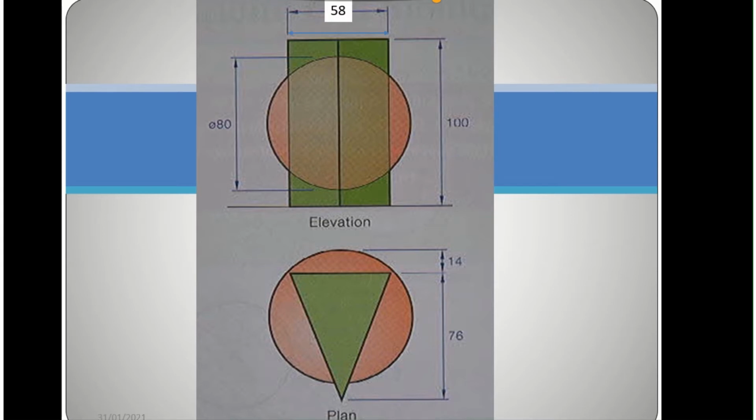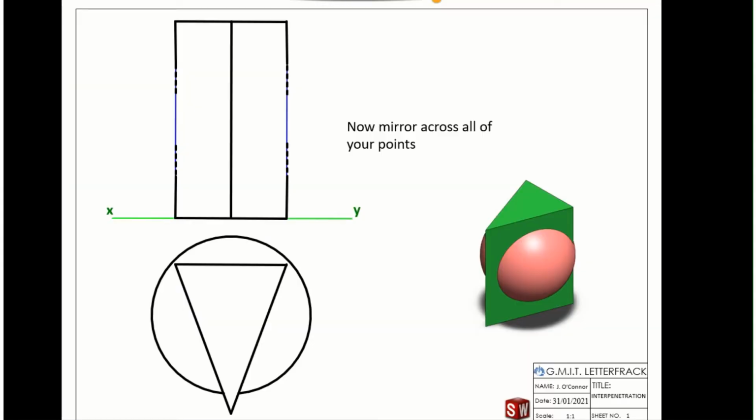So there's the given question, and when you go ahead and set it up, you'll be looking at something like this. Now the blue line that is appearing in here is a representation in elevation of the extreme generator of that sphere. So we have a sphere being intersected by a triangular prism.